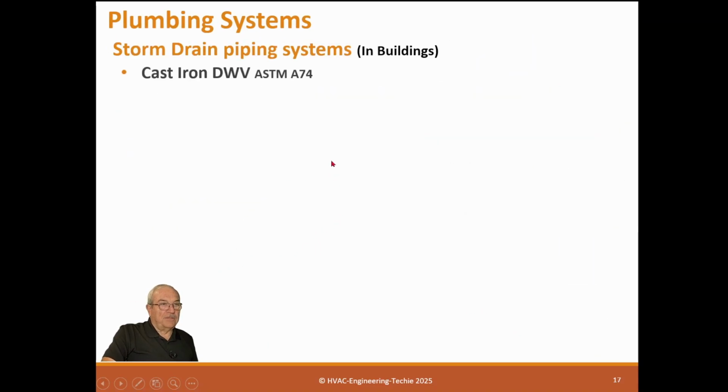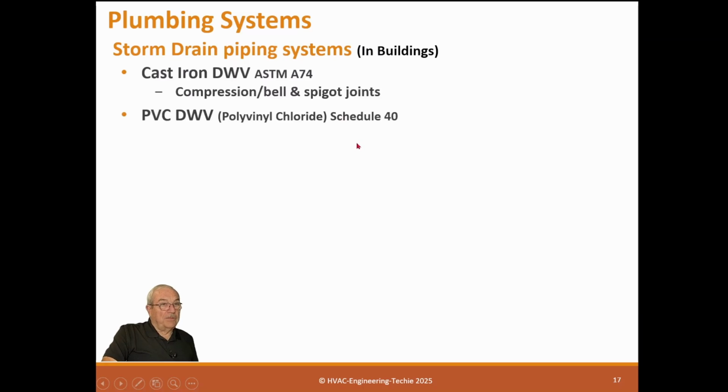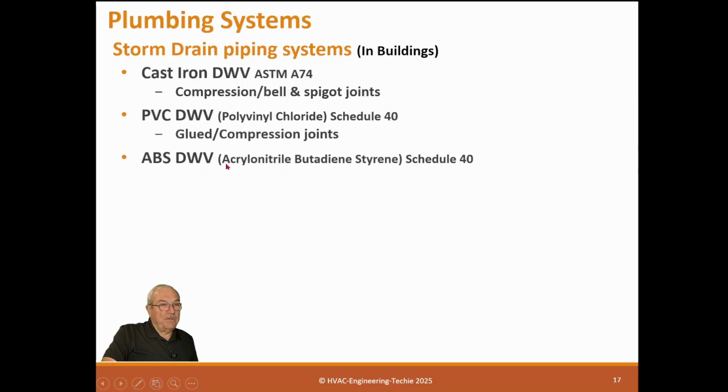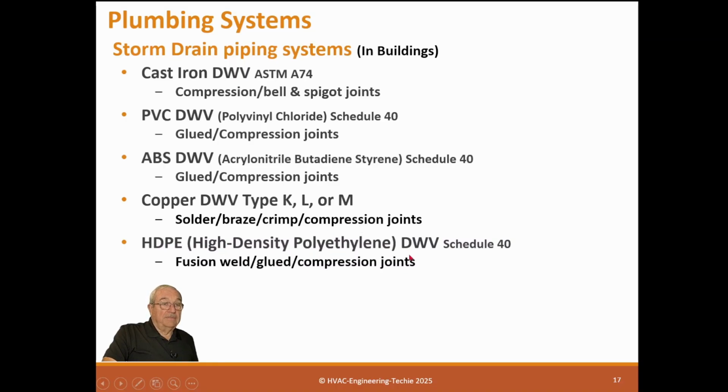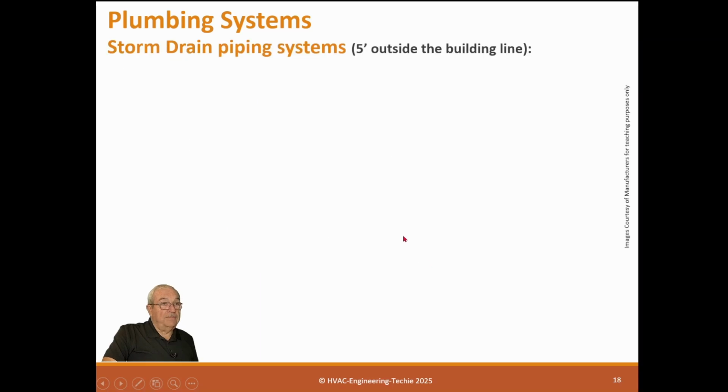Storm drain piping systems in buildings. Okay, cast iron, DWV again. Compression bell spigots, like roof drains, you're going to get it out of the building into the sewer drain. You can use PVC, again, DWV, glued compression joints, ABS again, Schedule 40, glued or compression joints, copper, DWV type K, L, or M, and can be solder, brazed, or compression joints. HDPE, high density polyethylene, DWV fusion or glue joints.